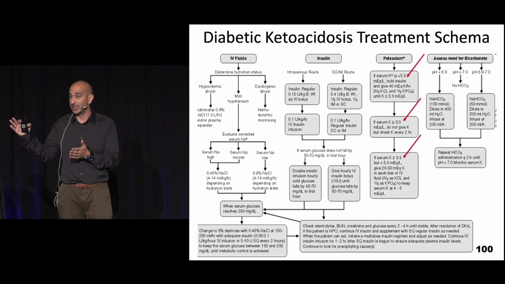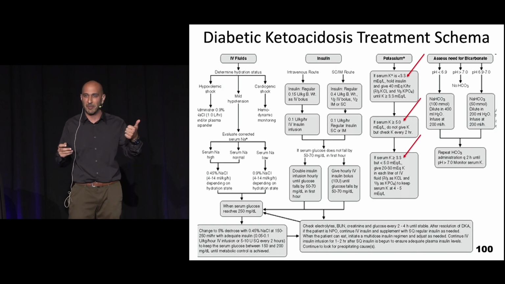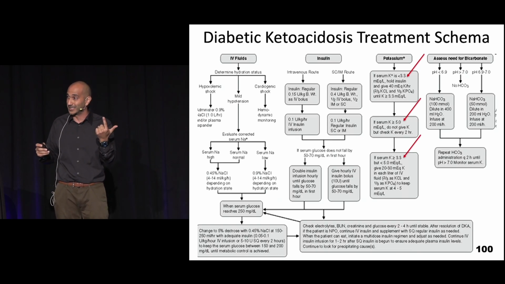And if they have a potassium greater than 5, then you don't hang the potassium at all. Now we're talking about so many different drips. We're talking about giving them IV fluids. We're talking about potentially giving them dextrose. We're talking about giving them an insulin drip. If they're infected on top of that, they may need antibiotics.